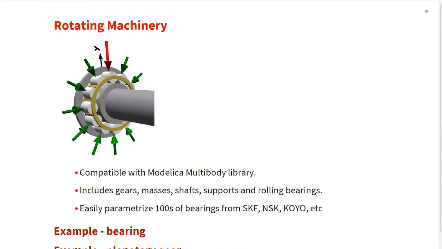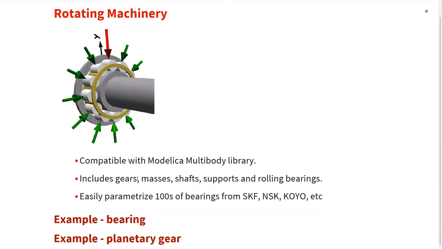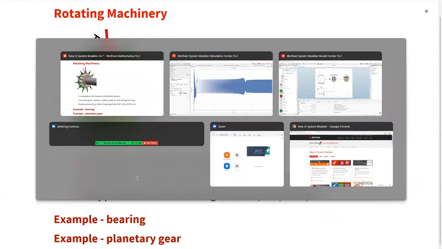So these were failing, and we started to do analysis for them and develop the library for internal use. It required a lot of hands-on work to make it work. Now it doesn't. So now we have released it as a free library. It includes gears, masses, shafts, and so on, including flexible shafts. And let's take a look at the library here.